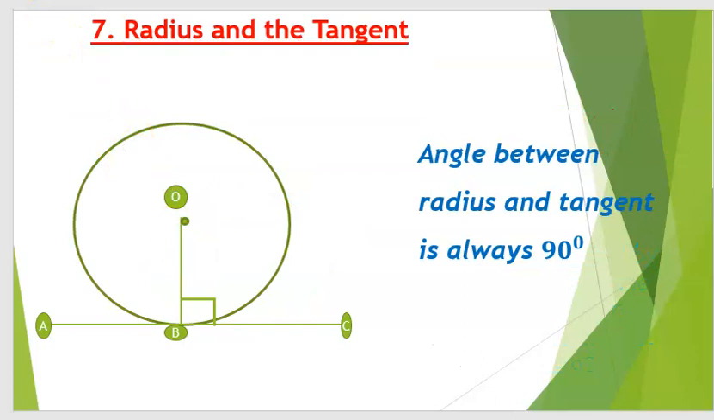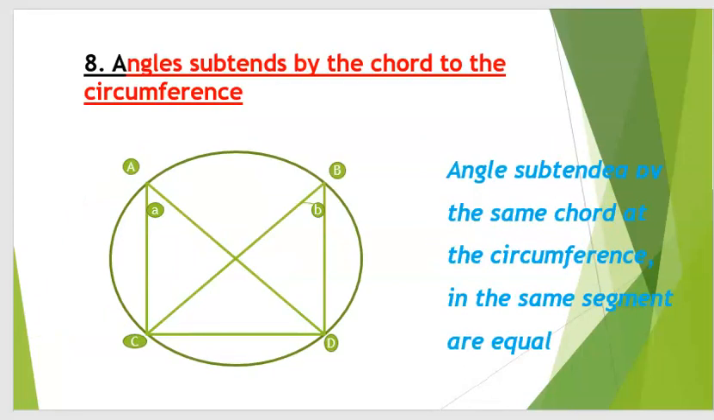The other property that I will consider, number 7, is the radius and the tangent. In most cases, the radius and the tangent always meet at 90 degrees. If I draw a radius to the tangent, they will always form 90 degrees at the point of intersection. So anytime you find a circle interacting with a tangent and you find a radius to the tangent at a point of intersection, they form a right angle of 90 degrees.